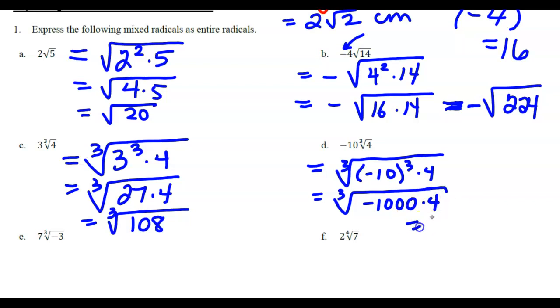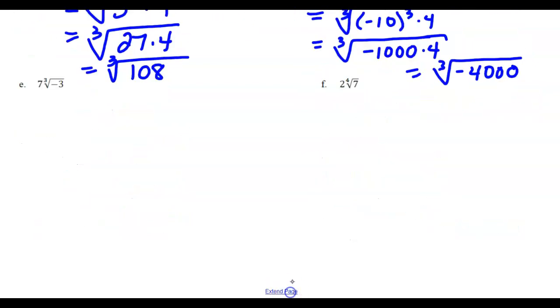Right? And so that's negative 4,000. Okay? If you left the negative outside, we'd still probably allow that. But with an odd root, like 3, 5, 7, etc., you can have a negative. So might as well get everything underneath there. It's called an entire radical for a reason.